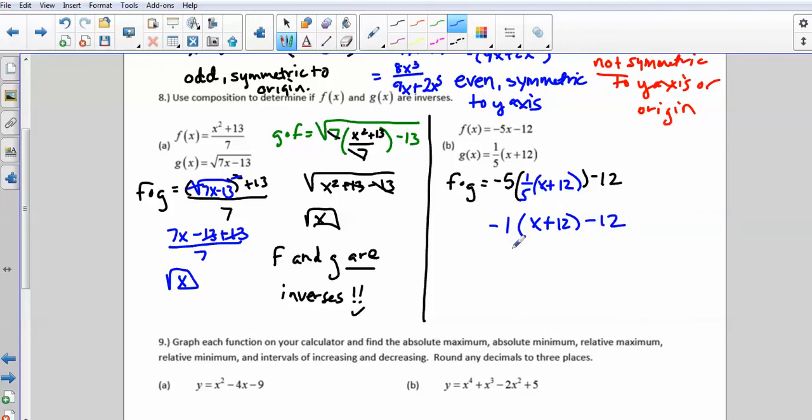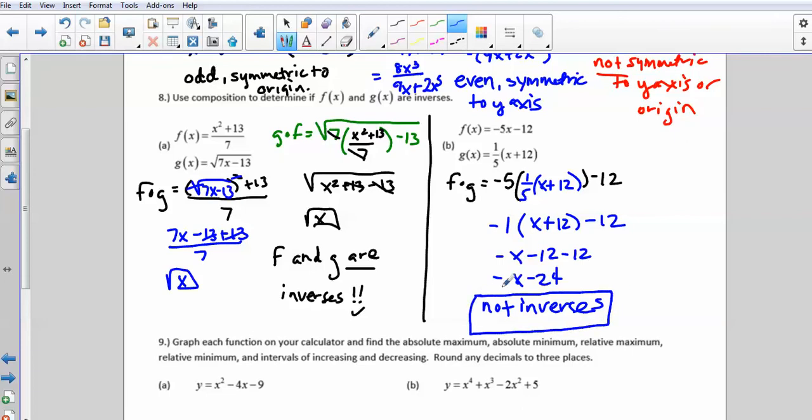When I distribute the negative 1, I get negative x minus 12, which is negative x minus 24. Once you don't get x as one of the results, you know that they're not inverses. Now you could have made a mistake, so you might want to find g of f just to be sure you didn't make a mistake. But as long as you're sure that one of them does not give you the result x, you know that these two functions are not inverses.